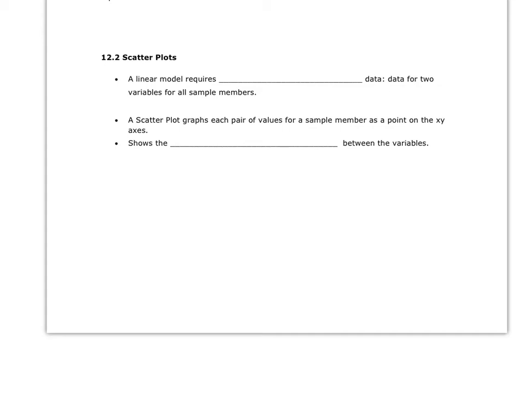Okay, so in 12.2, we're going to talk more about the kind of data that's required to come up with a linear regression line, or an equation of the line that is able to predict this mean value of some dependent variable. So we're going to look at what we call scatter plots. This is a descriptive statistic, a graphical descriptive statistic.